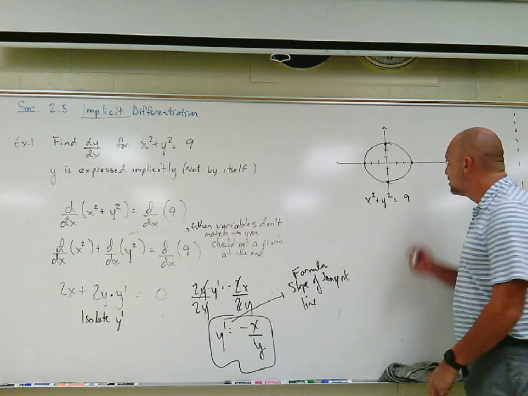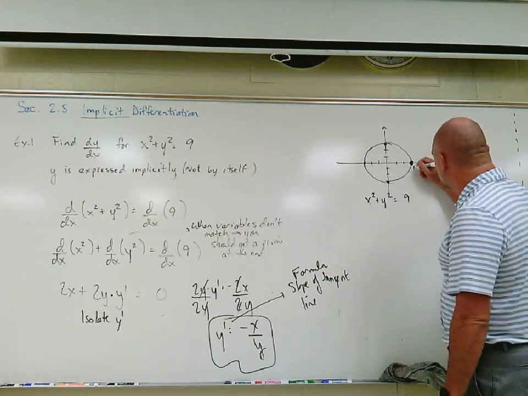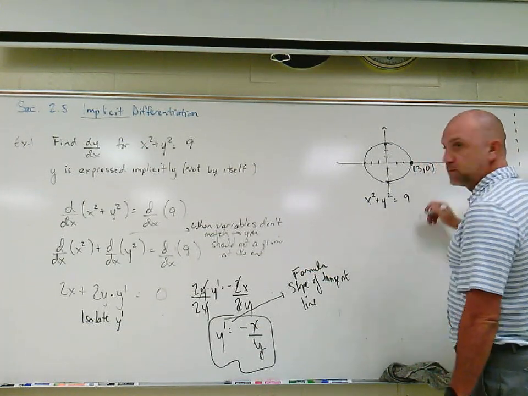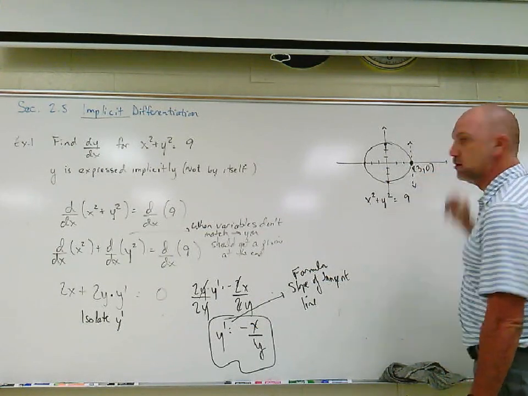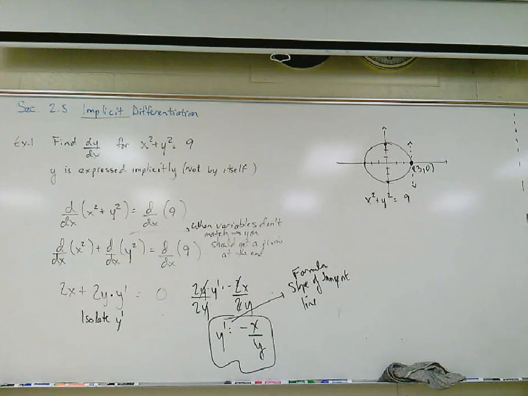So for instance, right here, this is the point 3, 0. If I draw a tangent line here, what type of line is it? Vertical. What's the slope of a vertical line? Undefined. So it should make sense. We should get undefined. So let's see.